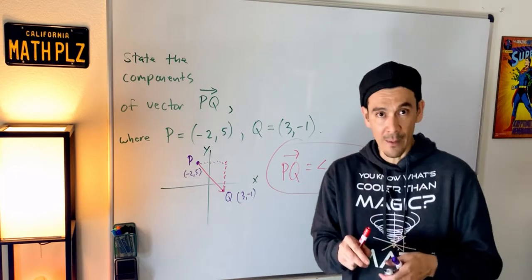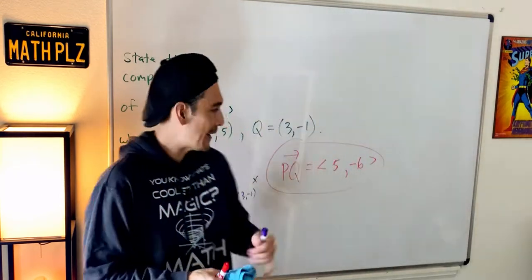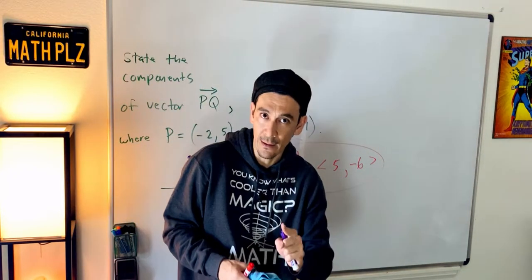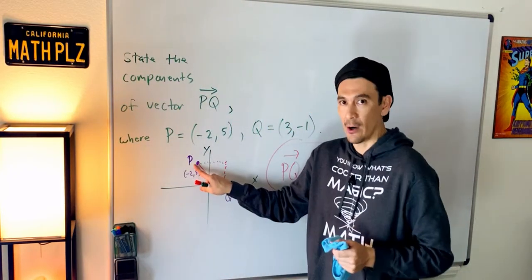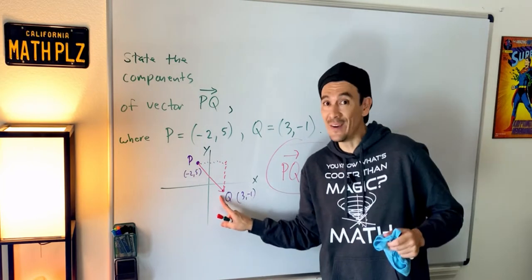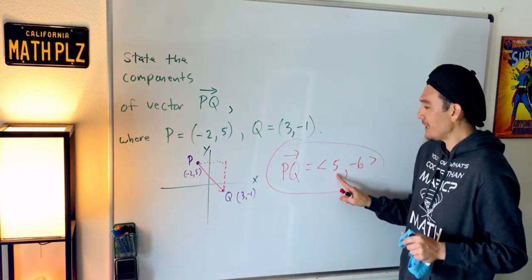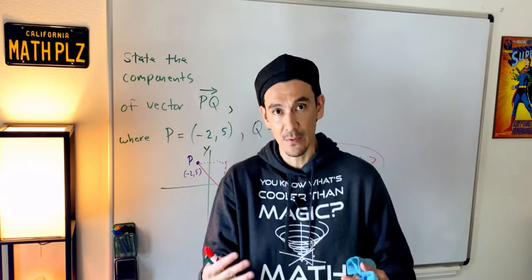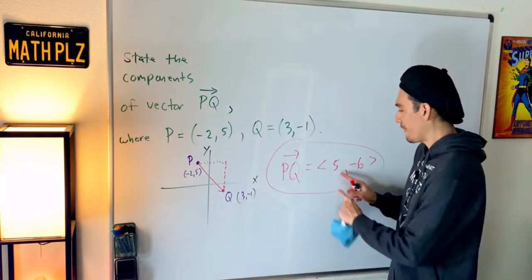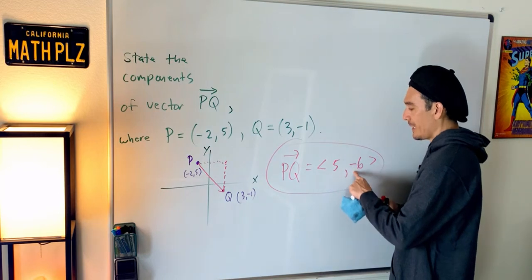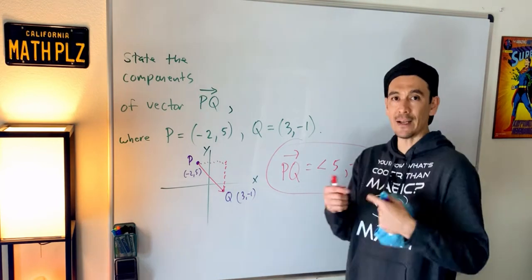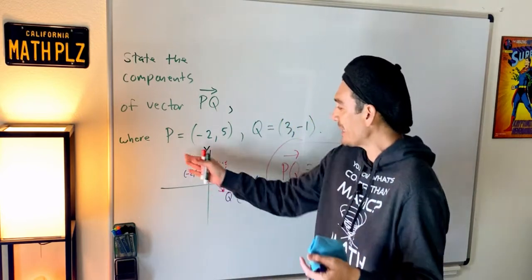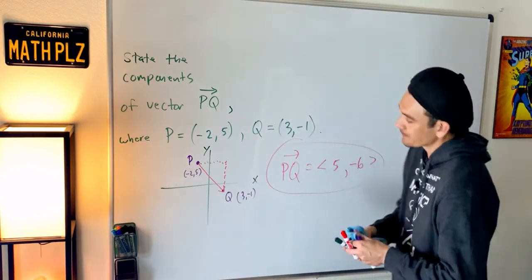I want to make a comment though. Notice that your final answer does not tell you where you began. It doesn't tell you where you started, nor does it tell you where you finished. All the vector does is summarize the motion that you just felt. Here I felt a motion of 5 spaces to the right and then 6 units down. That's all the vector does. It describes how your journey was made, right? Not where you began nor where you ended.